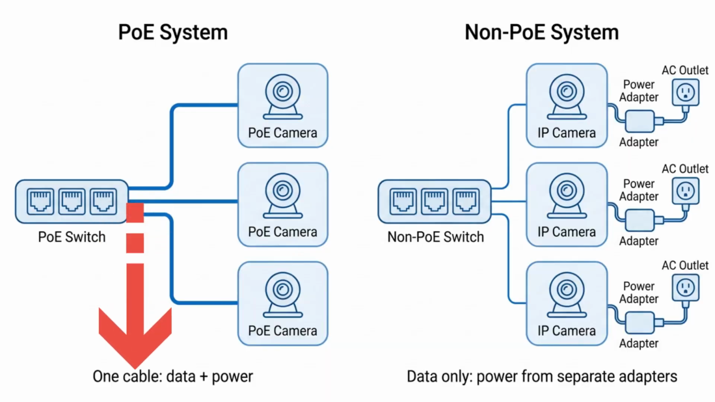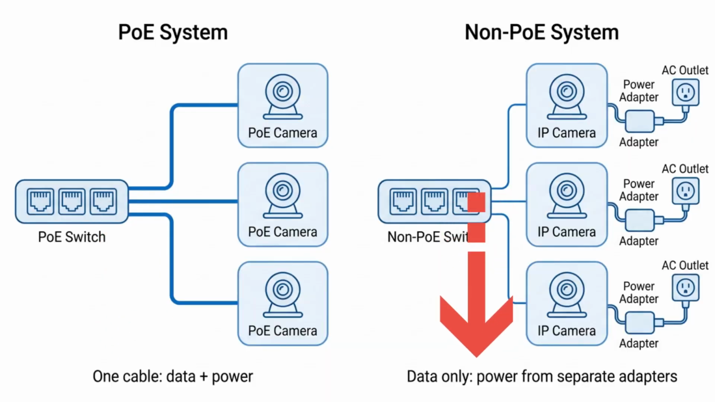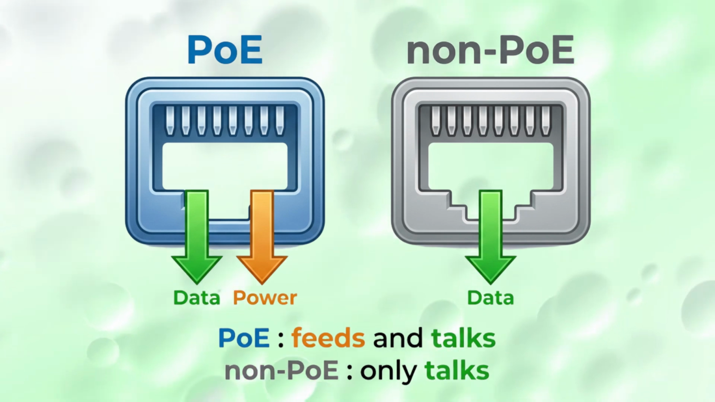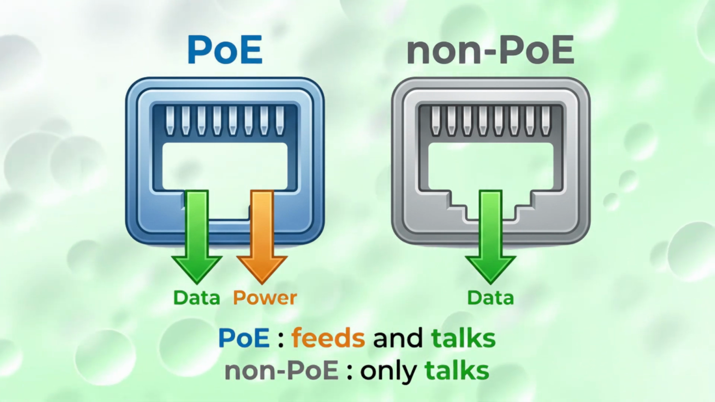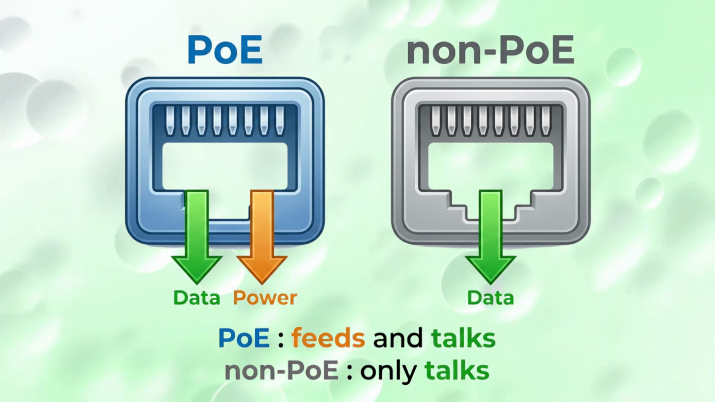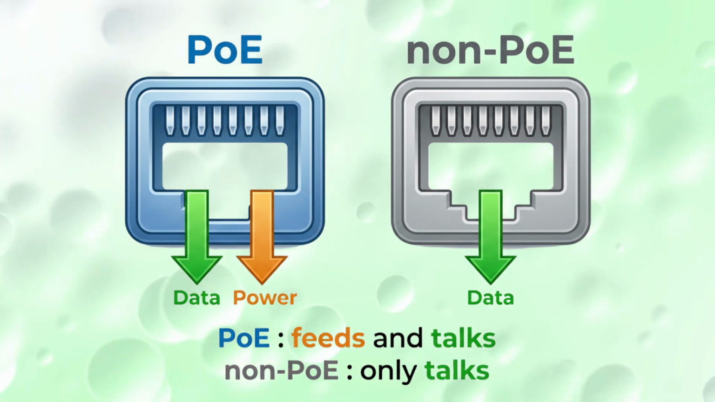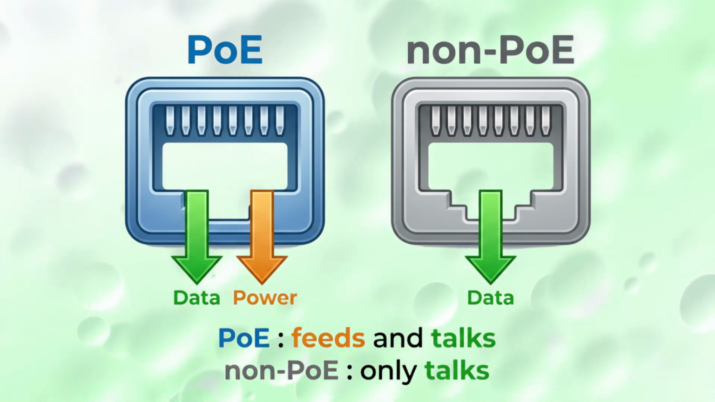PoE switch, one cable, data plus power. Non-PoE switch, data only. Power must come from somewhere else. Remember it like this: PoE feeds and talks, non-PoE only talks. When you plan any network, ask yourself first, do my devices just need to talk, or do they need to be fed too?